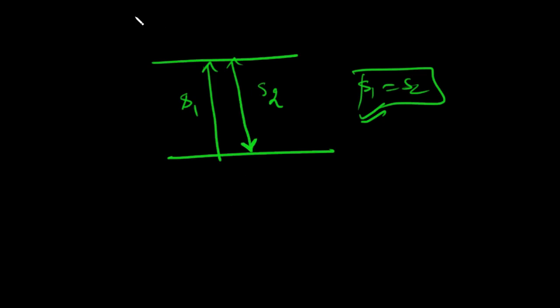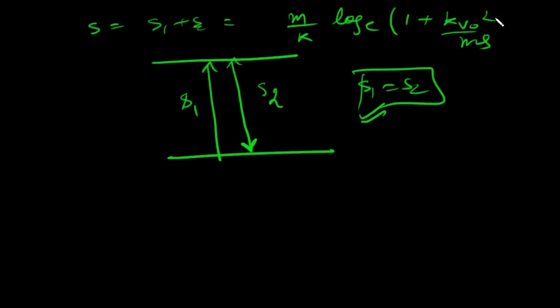Because the net distance would be equal to twice s. Whatever distance it covers going up, it will cover the same going down. So total distance s equals s1 plus s2, and because both are the same, this will be equal to m by k log of 1 plus kv naught square by mg. Now when the particle is coming down, it has zero velocity because it has stopped at this point. I want to find the velocity at the bottom.